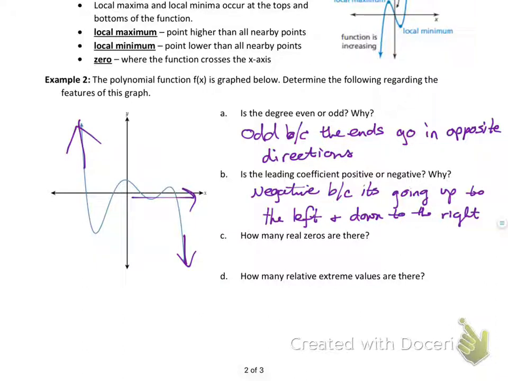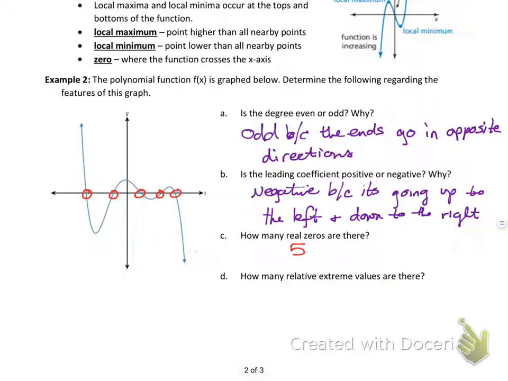How many real zeros are there? Now, zero is just another word for x-intercept, right? Which is another word for solutions, which is another word for all those other things. So all we're looking for with real zeros is where it crosses the x-axis. So 1, 2, 3, 4, 5. It crosses 5 times. So there are 5 real zeros.